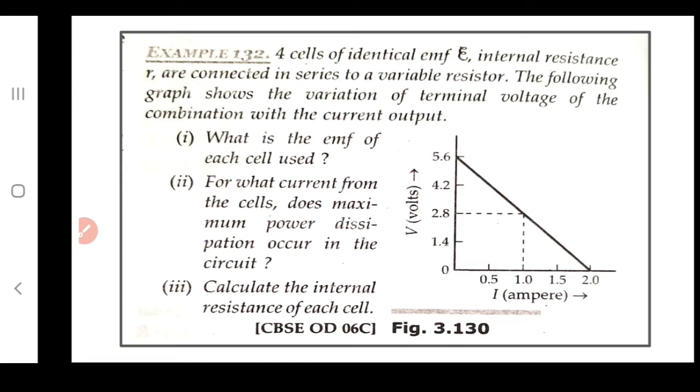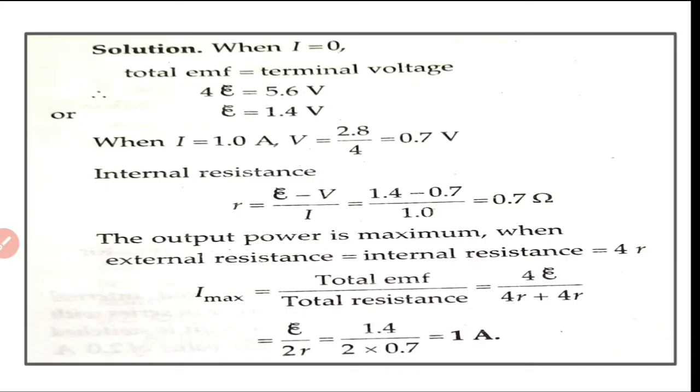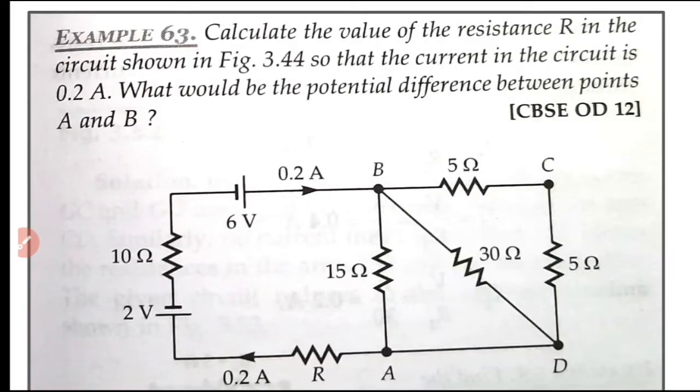You know the condition for maximum power dissipation. Power is maximum when the external resistance is equal to internal resistance. So here total internal resistance is 4R, so external resistance also is 4R. So what will be Imax? Imax is equal to 4 epsilon divided by 4R plus 4R. That is epsilon divided by 2R. That is 1 ampere.